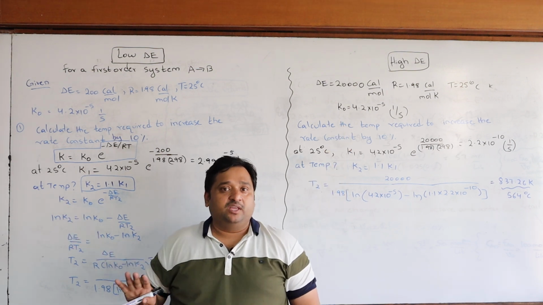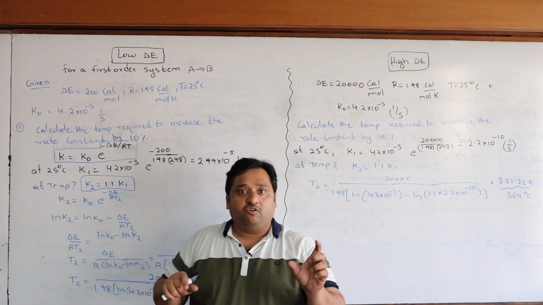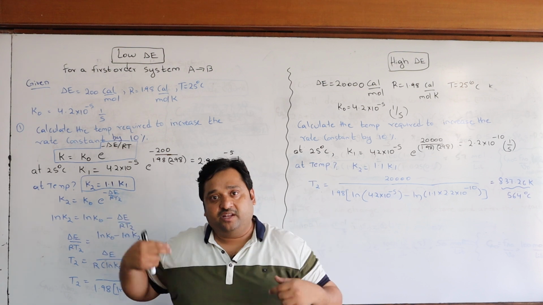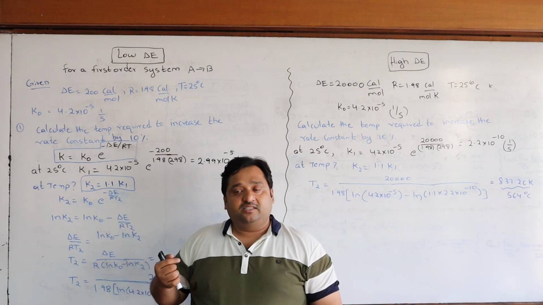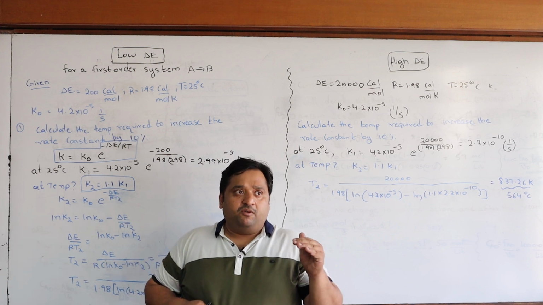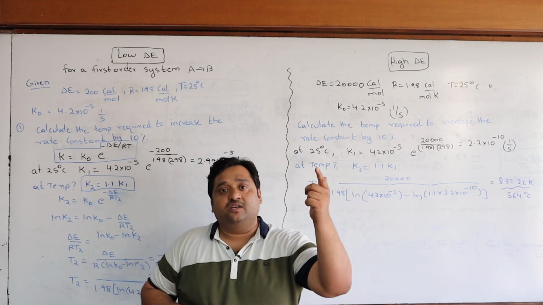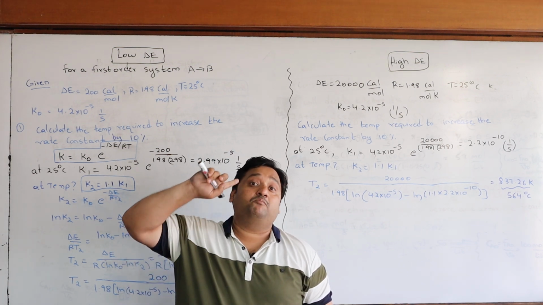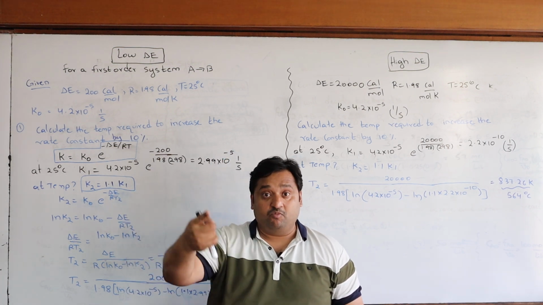From the Arrhenius relationship, the rate constant changes with temperature. Temperature increases, rate constant increases; temperature decreases, rate constant decreases. Let us see, from a base value, to what temperature I have to rise to increase the value of the rate constant by 10% more.